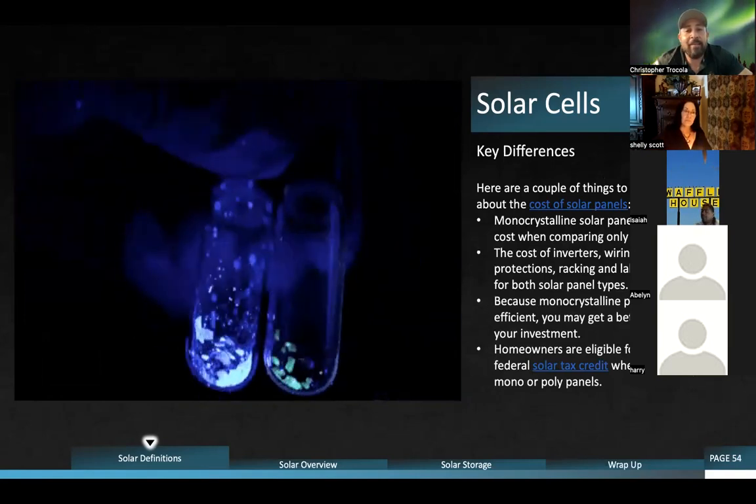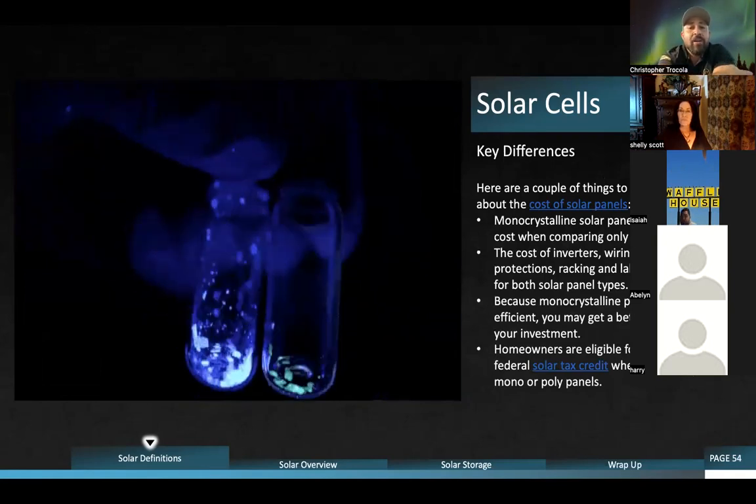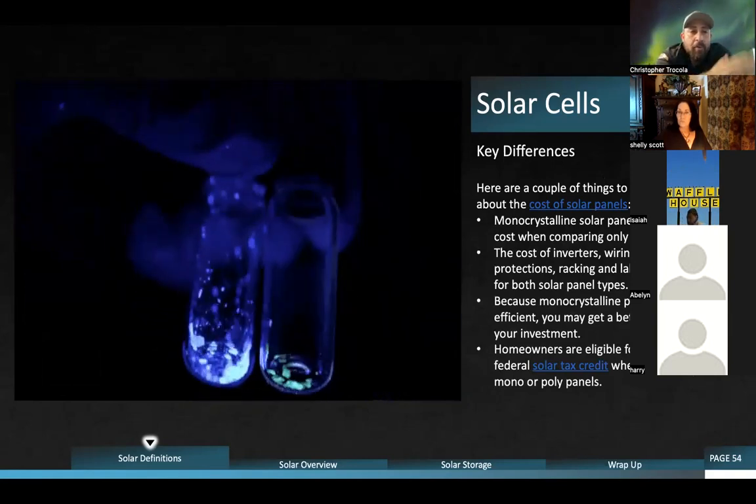Here are a couple of things to keep in mind about the cost of solar panels. Monocrystalline panels have a higher cost compared to other panels. The cost of the inverters, wiring, electrical, the protections, the racking, and the labor are the same with either type. Because monocrystalline panels are more efficient, you may get a better return on your investment.